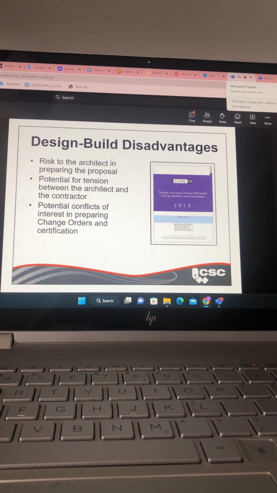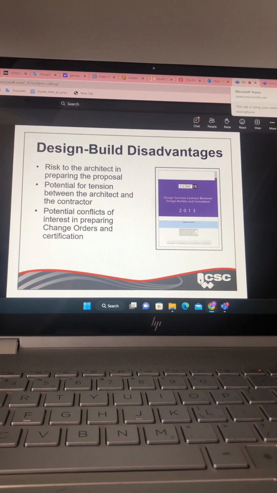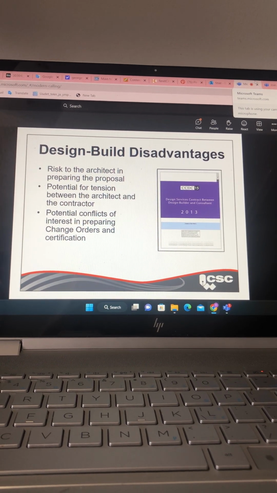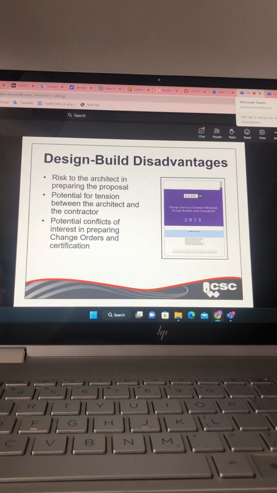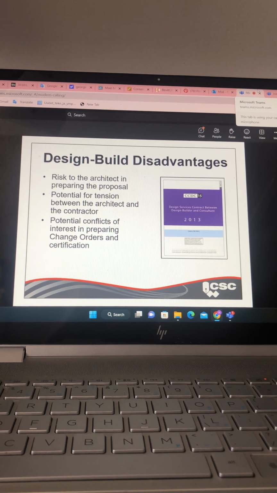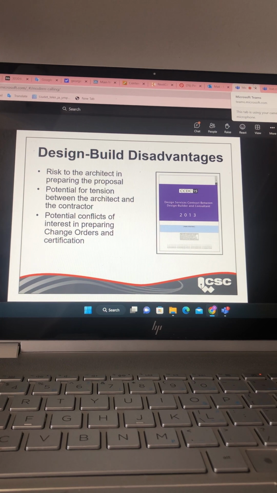There's also a risk to the architect or the designer in preparing their overall proposal. A high risk to the architect in preparing the proposal is that they may end up providing a price, but then having to do a lot more work as a result of changes that may occur in the project or directions given by the design build entity.